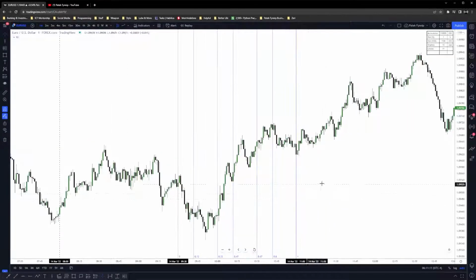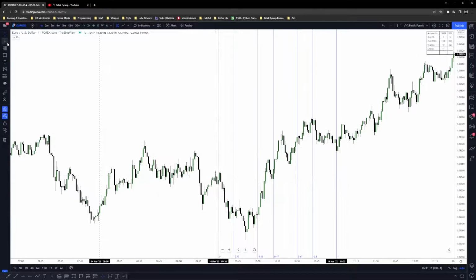And I see 2 setups here. The first one is we have a fair value gap here with a breaker like that. So we have this pattern here.